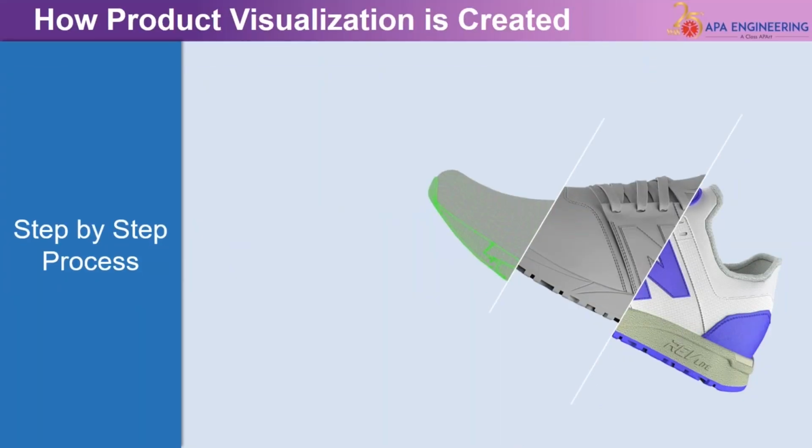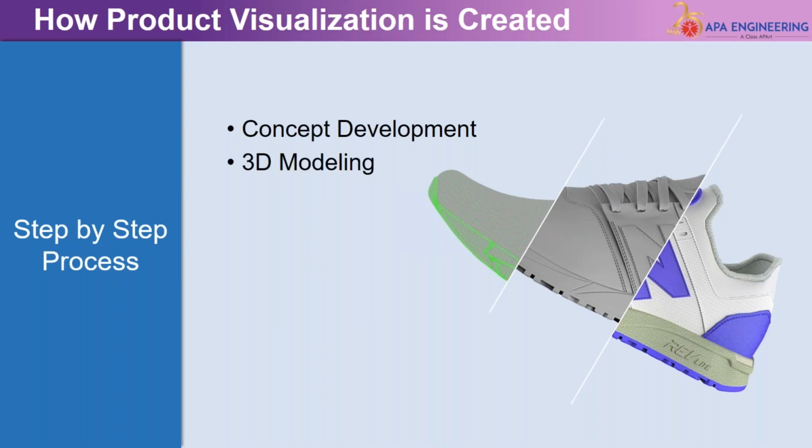So how is product visualization created? Initially, we have the concept development. First thing, someone has the dream of a product. This is where wild ideas and rough sketches come together from the basic concept. Think of it as brainstorming an idea and converting it into a 3D model.